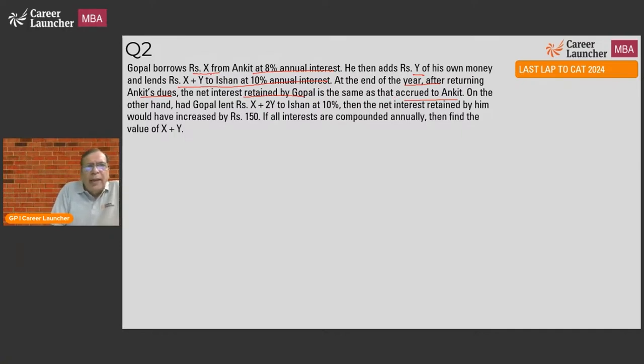So, Gopal borrows X rupees from Ankit at 8% annual interest. As far as Ankit is concerned, his income will be 8% of X, because he's going to get 8% interest from Gopal. And then what does Gopal do? He adds Y rupees of his own money and lends X plus Y to Ishan at an annual interest of 10%. So what will be the income of Gopal? He'll get 10% on X plus Y. So 10% of X plus 10% of Y, out of which 8% of X he's already given to Ankit. So he'll get 2% of X plus 10% of Y.